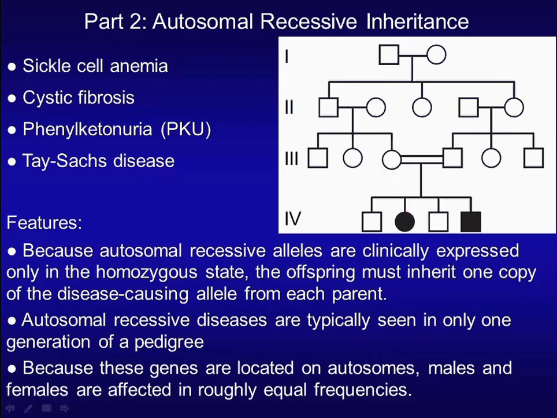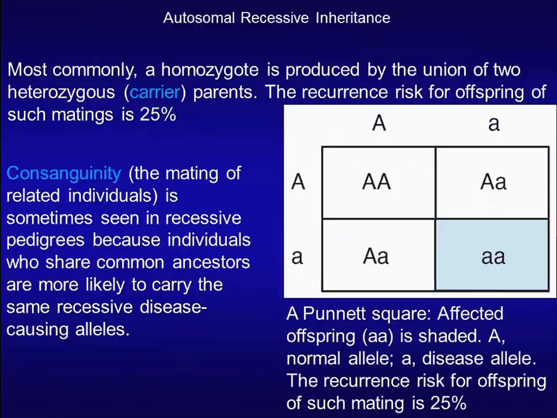Autosomal recessive diseases are typically seen in only one generation of a pedigree, as shown here. Because these genes are located on autosomes, males and females are affected in roughly equal frequencies. Most commonly, a homozygote is produced by the union of two heterozygous parents. Again, we use Punnett's square to determine the recurrence risk.